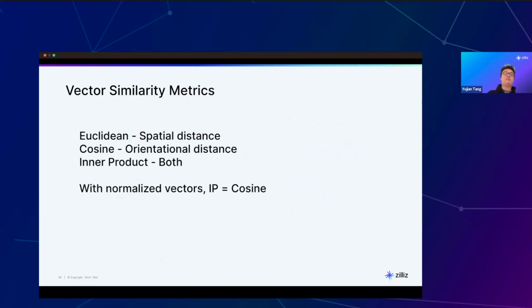So just a review of metrics: Euclidean measures spatial distance, cosine measures orientational distance, and inner product measures both. And when you have normalized vectors, your inner product and cosine are the same.